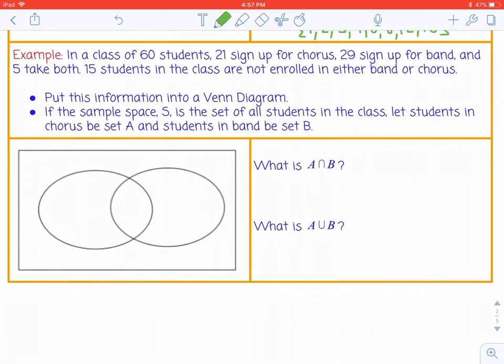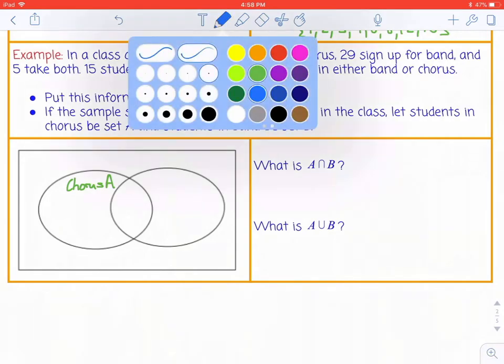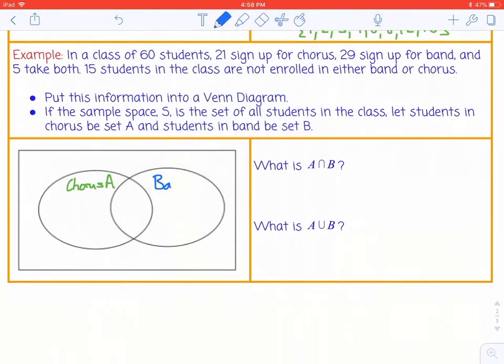In a class of 60 students, 21 sign up for chorus, 29 sign up for band, and 5 take both. 15 students in the class are not enrolled in either band or chorus. Put this information into a Venn diagram, and if the sample space S is the set of all students in the class, let students in chorus be set A. So let's first label chorus as our set A, and band can be set B.